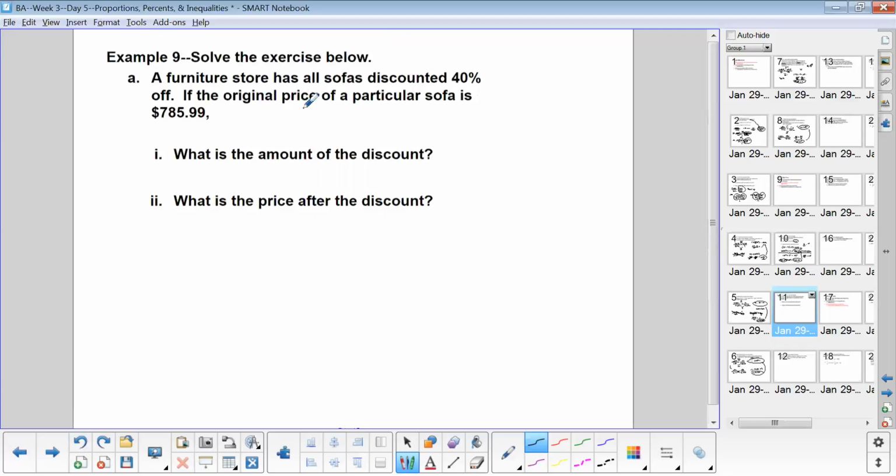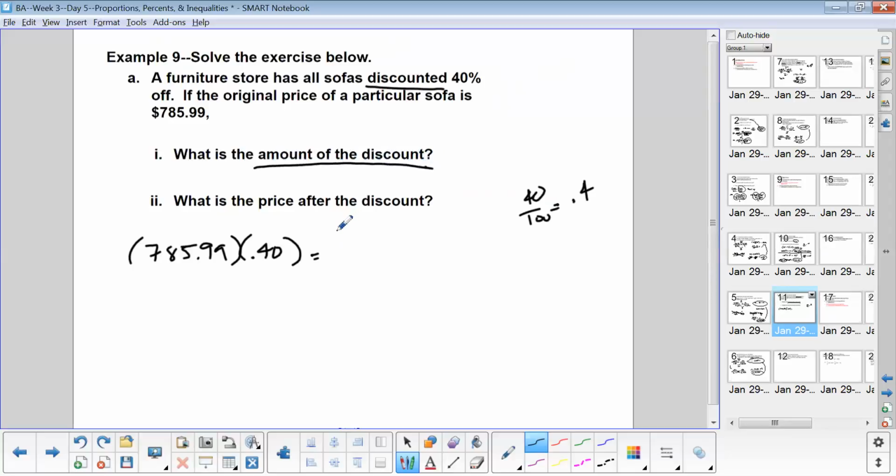So let's look at this one. The furniture store has all the sofas. Now we're looking at discounts. So we're discounted 40% off. If the original price is $785.99, and we want to take 40% off, well, remember, your 40% is 40 out of 100, or 4/10. So what I could do is multiply $785.99 times 40/100ths, and that's going to give us the amount of the discount.